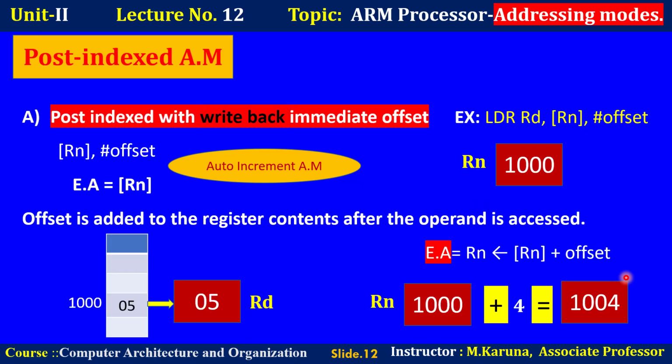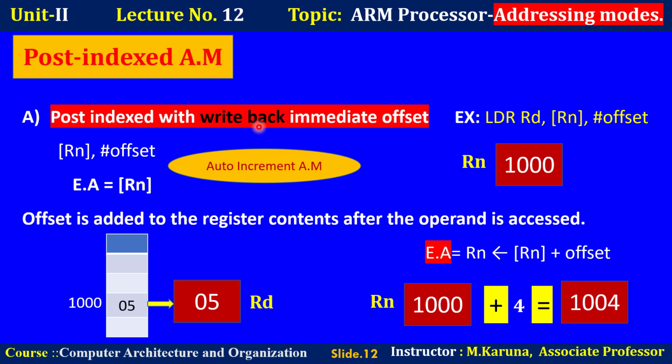Next, coming to the post indexed addressing mode. In this case, the processor first accesses the first element without generating any effective address. After getting the first element only, it will generate the effective address of the next element. Okay, so let us see. Post indexed with write back, immediate offset.